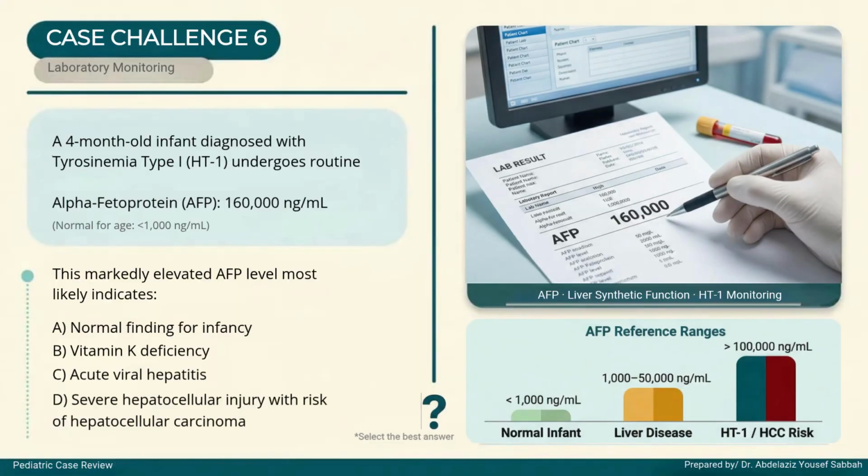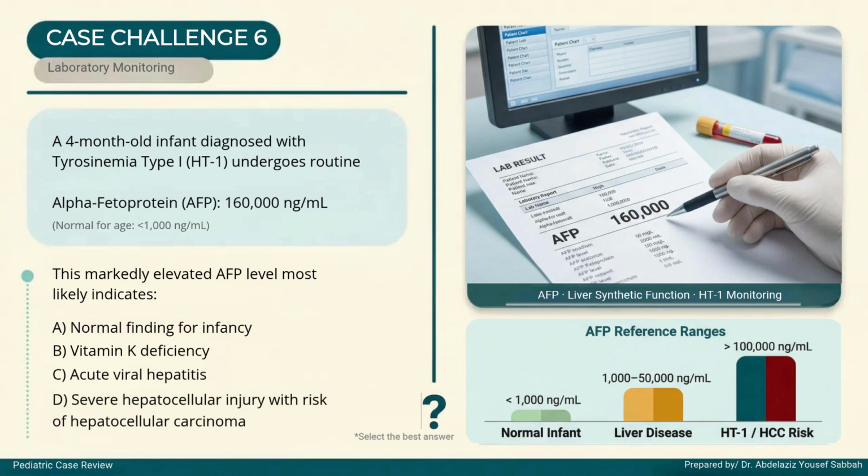Case challenge 6. A 4-month-old infant diagnosed with Tyrosinemia type 1 undergoes routine laboratory monitoring. His alpha-fetoprotein level is 160,000 nanograms per milliliter. Normal for his age is less than 1,000 nanograms per milliliter. This markedly elevated alpha-fetoprotein level most likely indicates option A, normal finding for infancy.